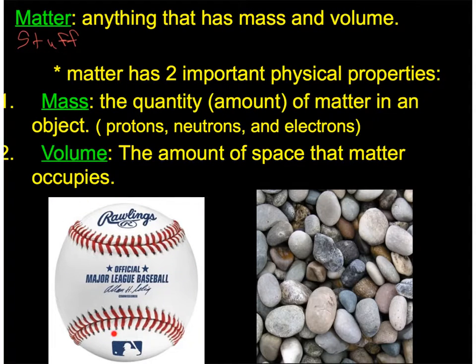If I had a baseball, I could hold it in my hand, I could measure and see how much space it occupies, that'd be its volume. I could see how heavy it is, that would give me an indication of its mass, how many grams and so forth. It gives me an indication of how much stuff is in it.